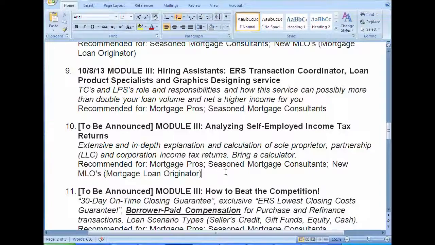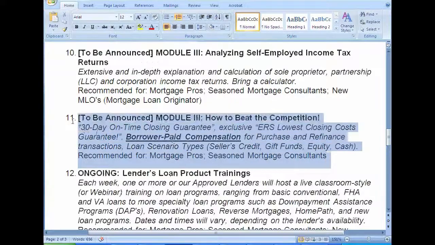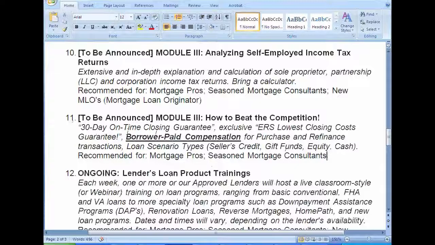And this one, I strongly encourage you to also attend, which is how to beat the competition. What I want you to focus on is the borrower-paid compensation, how you're going to make more money than what the lender-paid is set up for. So you can make up to 350 basis points, which is 3.5%, if the state allows it, okay? And we'll introduce the terms and conditions for the on-time closing, along with the lowest closing costs guaranteed.